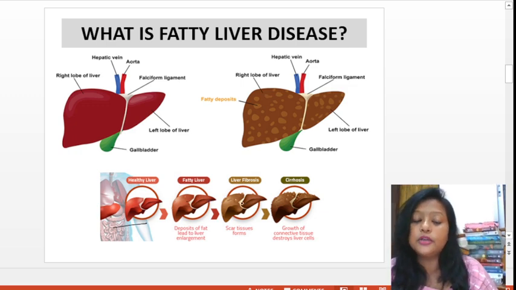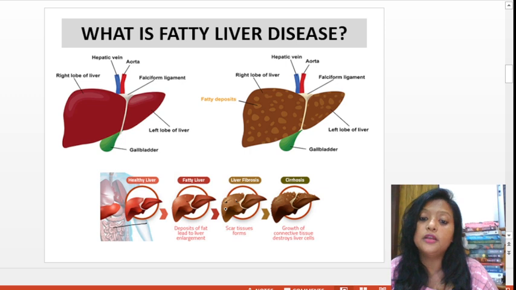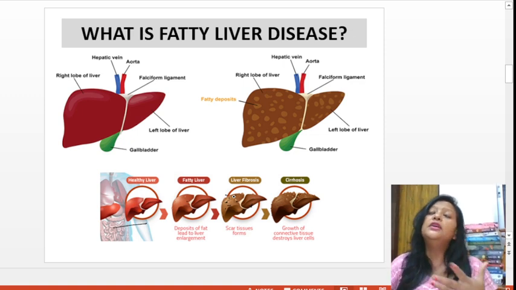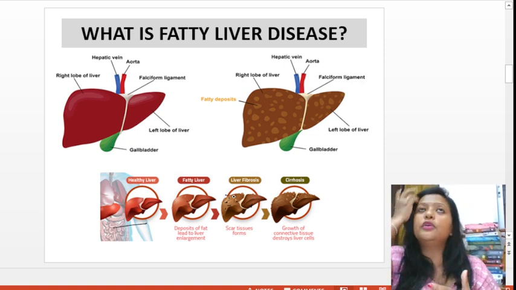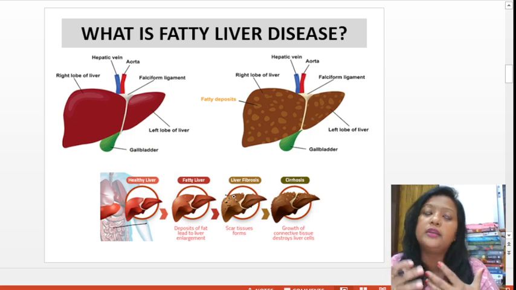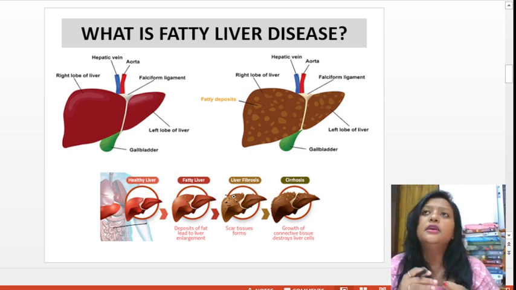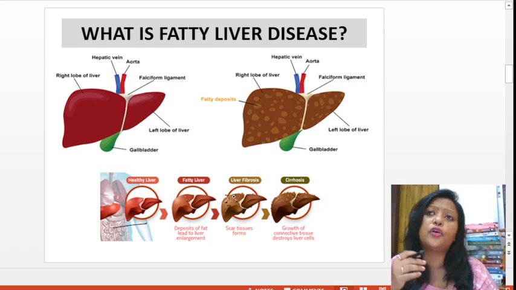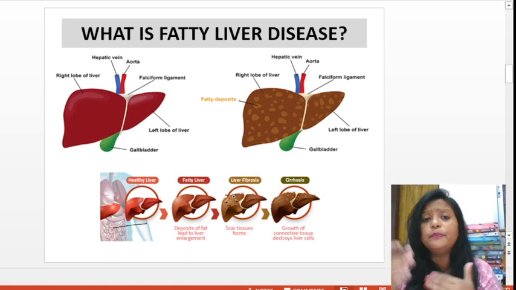Number two, from enlargement of the liver, it will lead to liver fibrosis. You can see some scar tissues being formed. As I've told you, the liver can regenerate itself, so it helps in replacing the old, damaged, tired tissues when it does its repairing function. So it will try to replace those tissues.